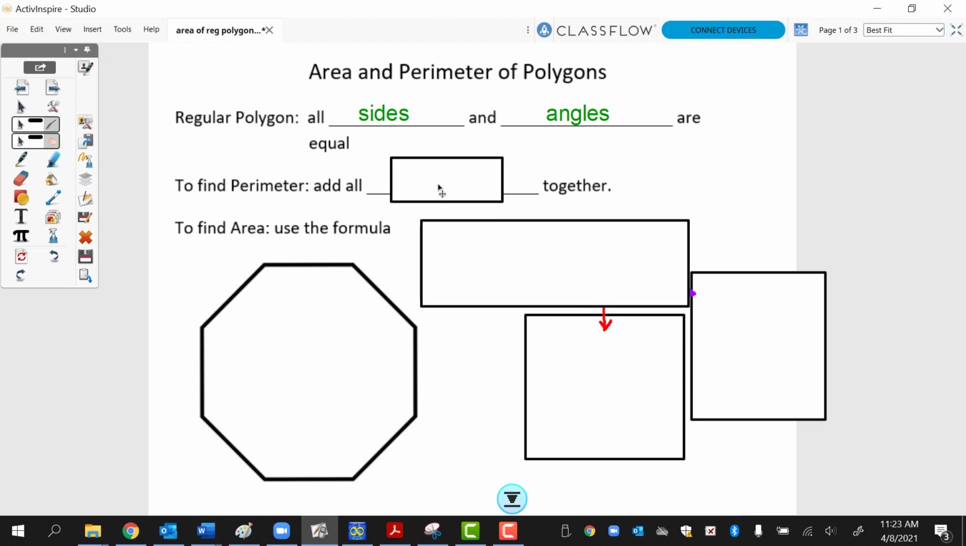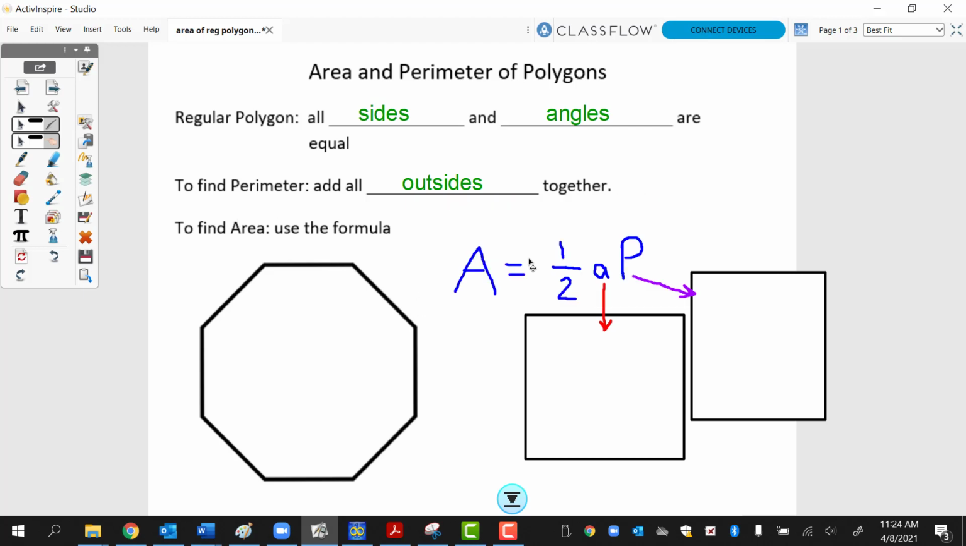So we know to find the perimeter of these shapes, you are adding all the outsides together. That's not rocket science. To find the area, we're still going to use a formula. Our formula this time is area equals 1/2 AP. So we need to know what those mean, because this isn't just like base and height again.